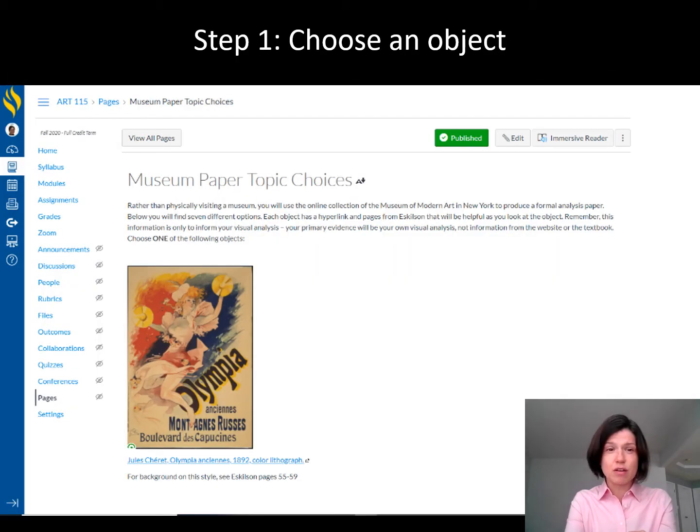So you see here that I have a screenshot of that museum paper topic choices page. This is the Chéret that you can see. And you see there's a hyperlink on the title, but then just below it I also have page numbers from the Eskilsson that are related to this particular object. Now for some of the objects on this list, those artists are never mentioned in the Eskilsson, but I've included page numbers that are relevant in terms of they talk about similar artworks or what was happening at the time when this artist was producing the particular object.